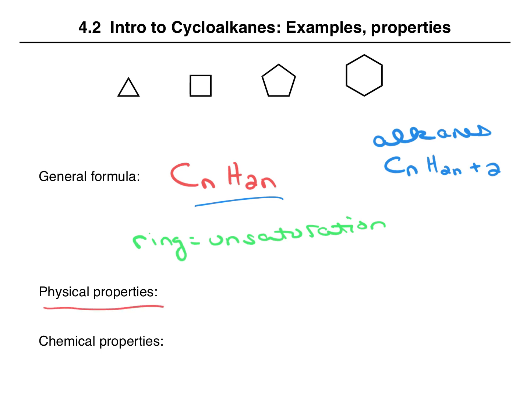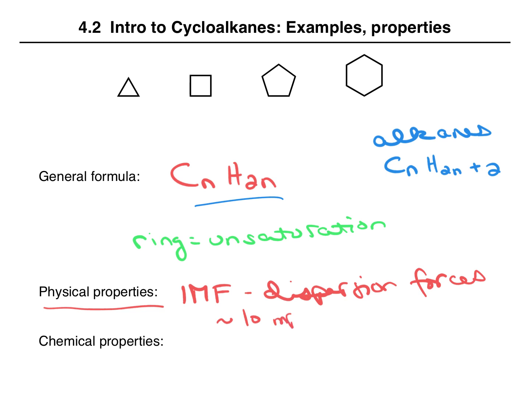If we were to consider physical properties of cycloalkanes, we need to consider the intermolecular forces. And just like regular alkanes, cycloalkanes will be held to other cycloalkane molecules by dispersion forces. These are nonpolar compounds. They'll be held together by dispersion forces, and so they will have relatively low melting point, relatively low boiling point, and very low water solubility. And if we consider chemical properties, these will also be identical to other alkanes, where they don't undergo very many reactions. They will undergo combustion, and they will undergo radical halogenation, which we will talk about later this semester.